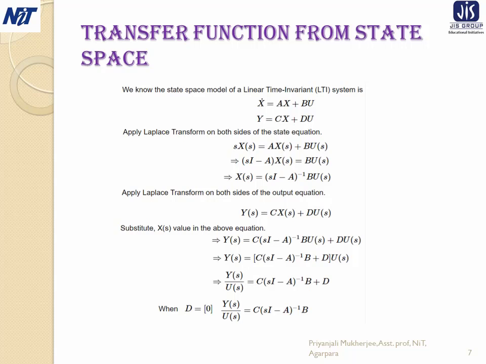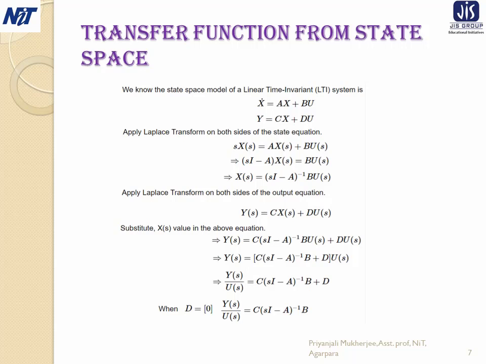Next we are going to apply the Laplace transform on both sides of the output equation. The output equation is y equal to Cx plus Du, and if we apply the Laplace transform, y becomes Y(s) equal to C times X(s) plus D times U(s). Or we can put the value of X(s), which is (sI minus A) inverse times B U(s), in place of X(s) over here, and Y(s) becomes C times (sI minus A) inverse times B times U(s) plus D times U(s). Now we can take U(s) common, so it becomes C times (sI minus A) inverse times B plus D.